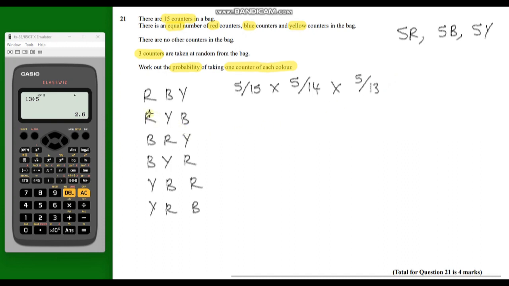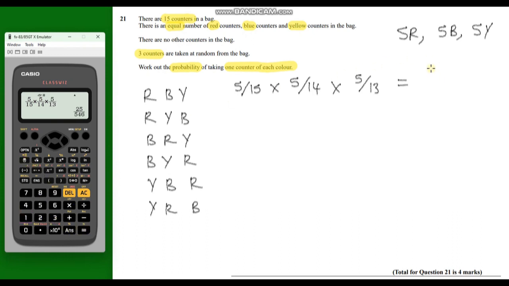Now, to do all of these 6 different combinations, these are going to be exactly the same probabilities because it doesn't matter which way round we do it, the probabilities are still going to be the same. So first of all, let's just work out what this probability is, and then we can just multiply it by 6. So we've got 5 out of 15 multiplied by 5 out of 14 multiplied by 5 out of 13.